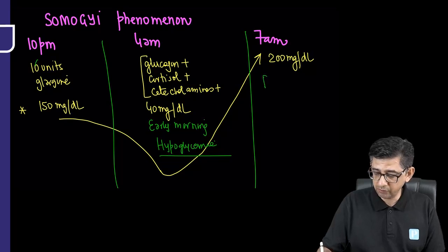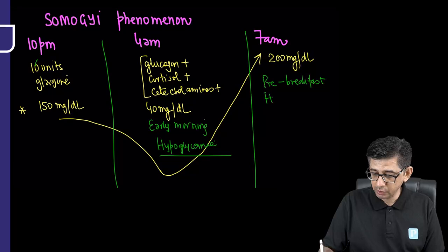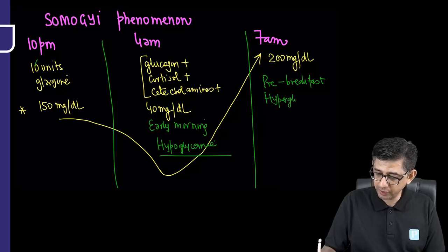And what is the 7 a.m. value called as? This 7 a.m. value is what is called as pre-breakfast hyperglycemia. So you just need to get this terminology right.